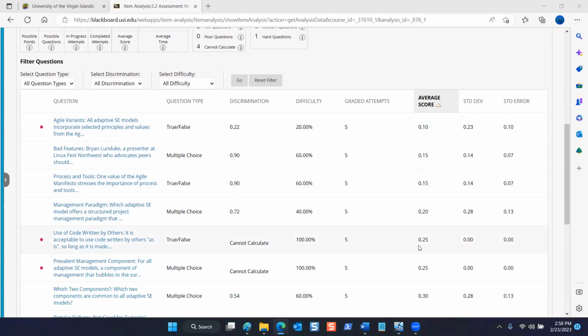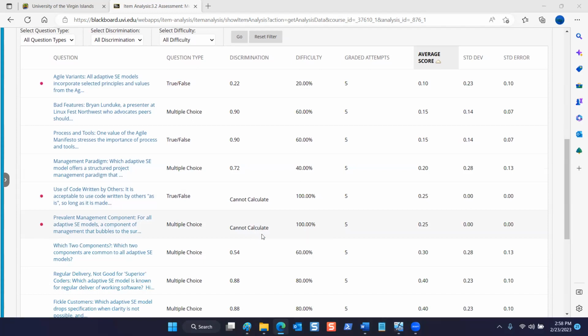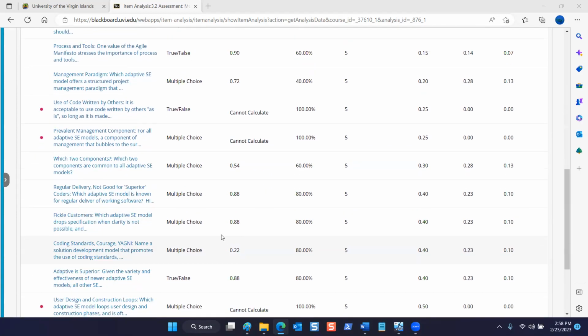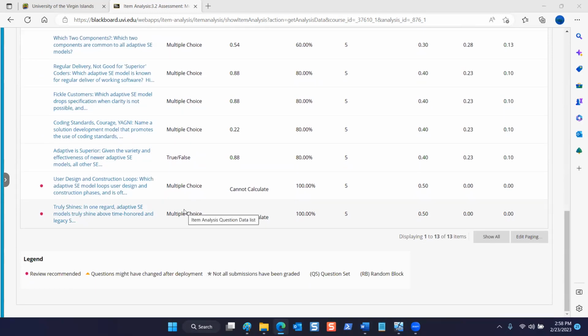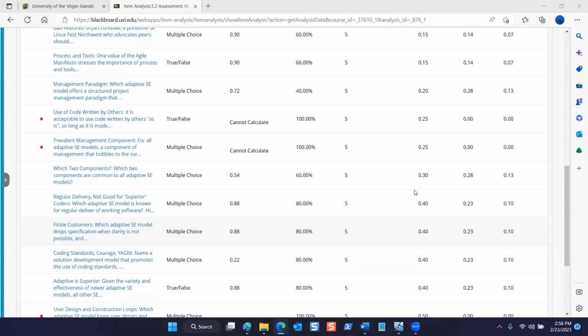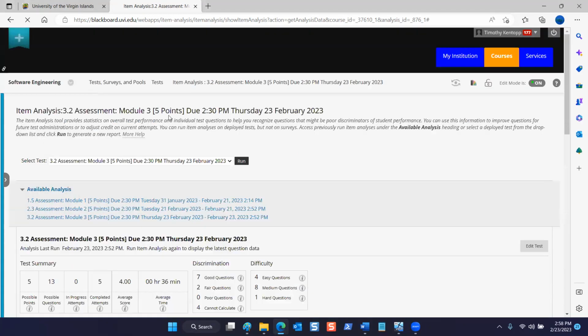What I'd like to do is run down the line until we get to the cannot calculates, and then we'll continue on through other items that were a challenge. These 2 items, students all answered correctly. And these 2 items, all students answered correctly. We'll review all the rest.